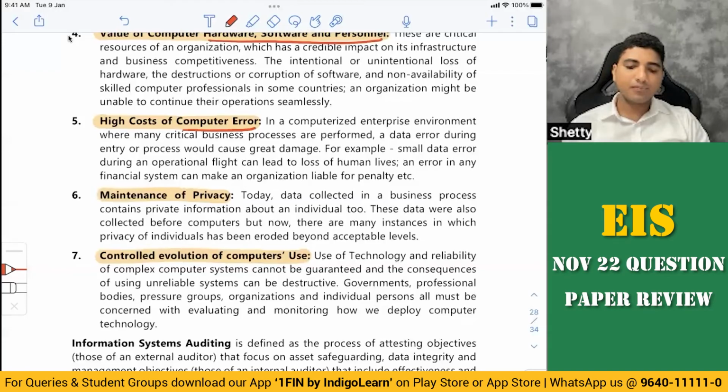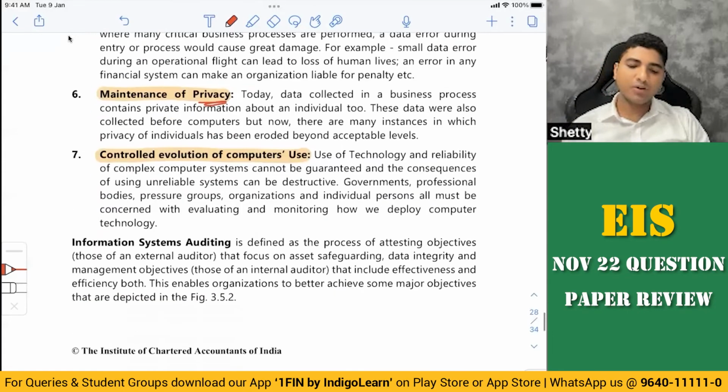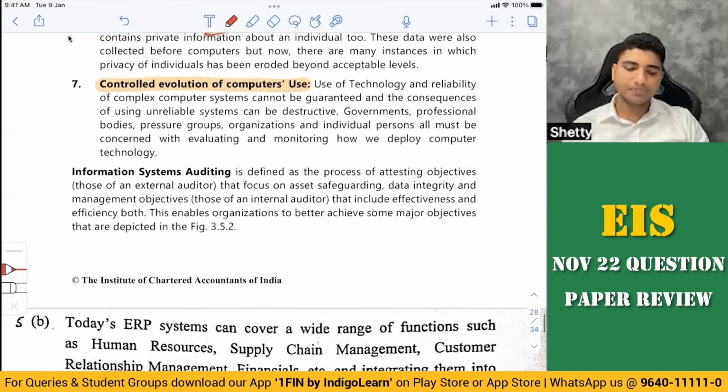Then privacy. Unlike olden times where all the files were physical, and unless somebody broke open your office or your company, they would not have access to your data. But now all your customer data, your supplier data, all the sensitive data are there in the cloud or on the internet. So it is your duty to protect it, or else your customers may come back and sue you. And then there is controlled evolution of computers use, a very generic point that they have put.